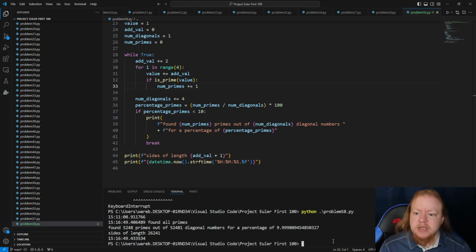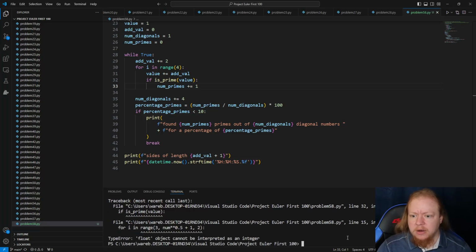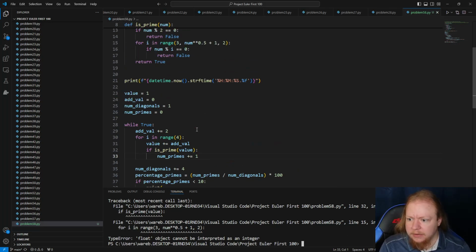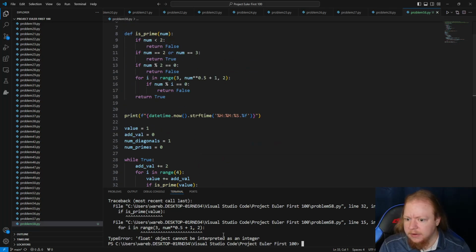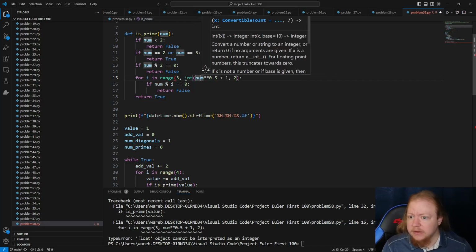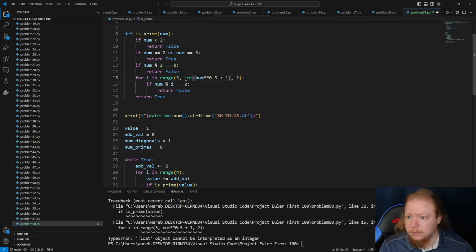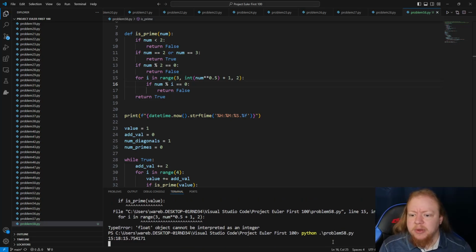Okay, so let's see if this gets us to the answer faster. It might still take a very long time, but we'll be looking at 52,481 numbers. Okay. Float object cannot be interpreted as an integer. Right, I have to add this in int. Actually, I'll just wrap this part in it. Doesn't make any difference, really.